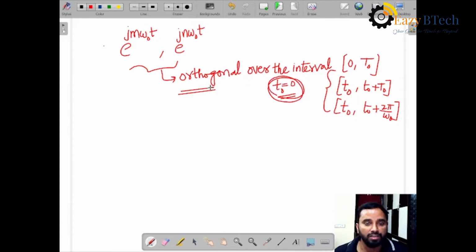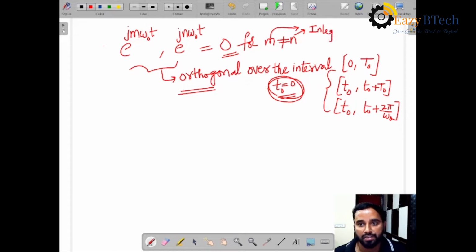So that was already done, and we got the result 0. Orthogonality we verified: 0 for m not equal to n. Here m and n are integers, both not equal. That is the case we have seen. Now what happens if m is equal to n? If m and n are the same, what will be the result? That we are going to do now.